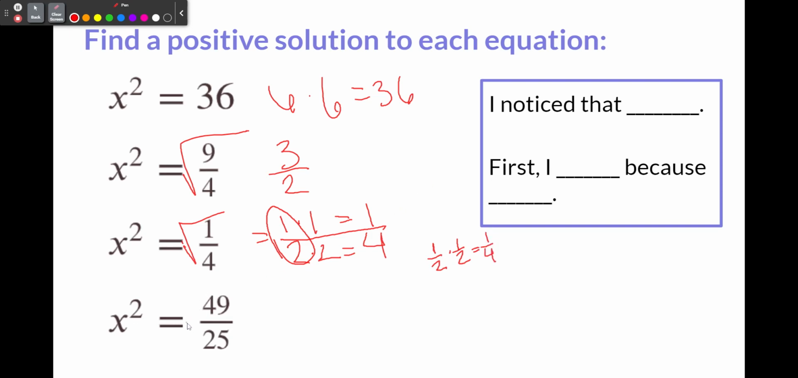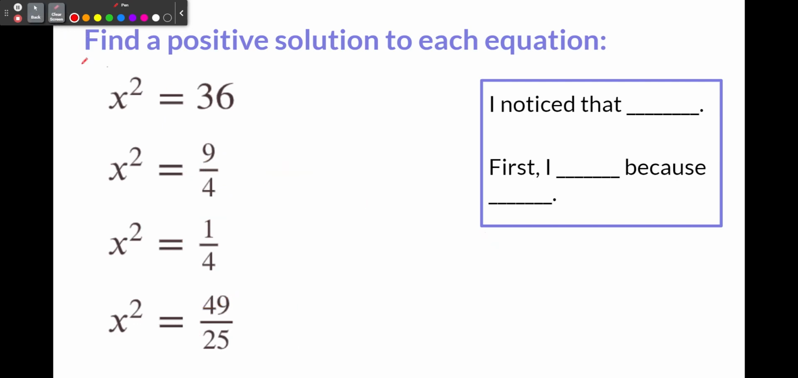So now we're going to look at the square root of 49/25. Well, 49, we know what that is. We figured that out earlier. The square root of 49 is 7. And the square root of 25 is going to be 5 because 5 times 5 is 25. So when you're looking at this, you could say, I noticed that the square root of 9 is 3 and the square root of 4 is 2.